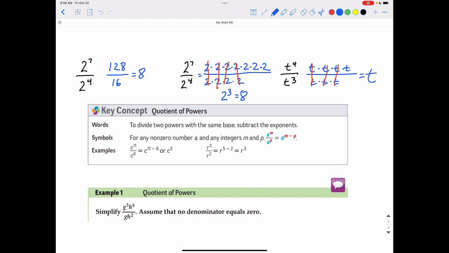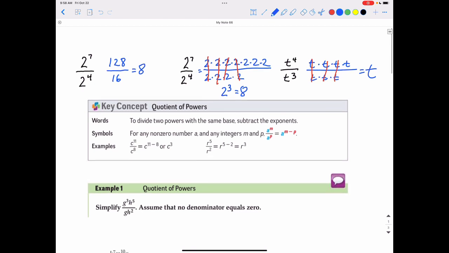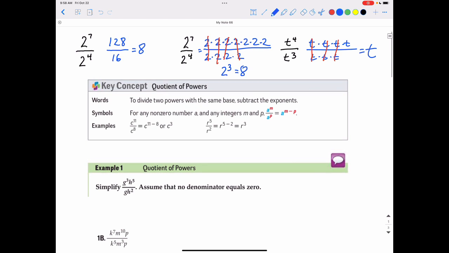Well, there's got to be an easier way to do this than to write out all those numbers and all those variables and cross them out. And maybe you've already noticed the pattern, but we can do the same thing by just subtracting the exponents. Just like last section, 7.1, where when you multiplied powers you added the exponents, to divide two powers with the same base, you can subtract the exponents. So for all non-zero numbers a, if you have exponents m and p, you just take the m, the exponent in the numerator, minus the exponent in the denominator.